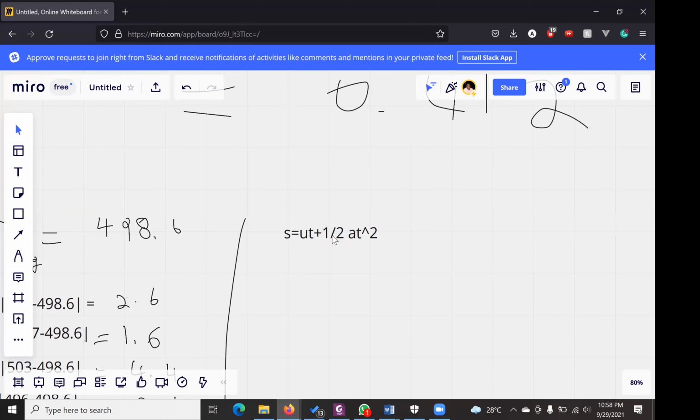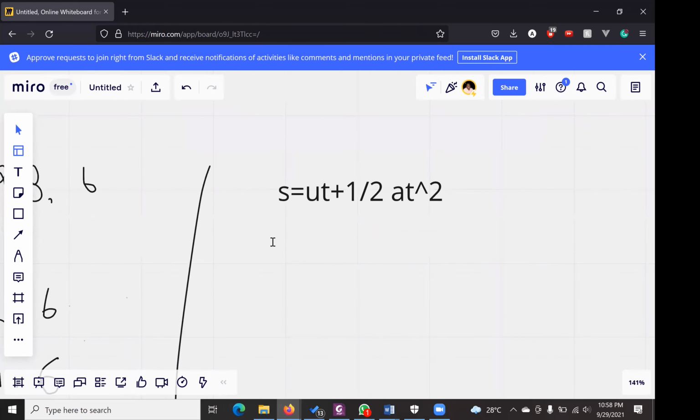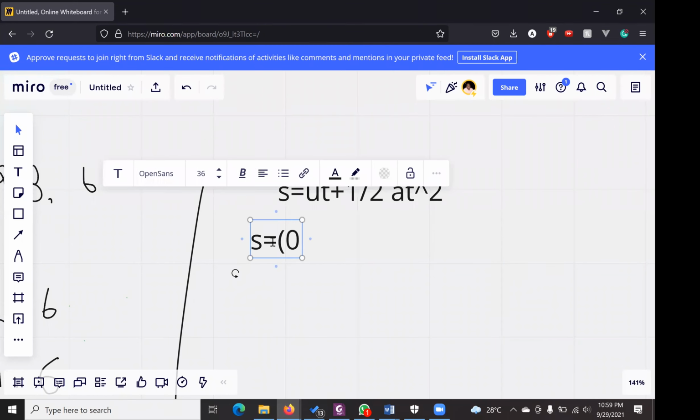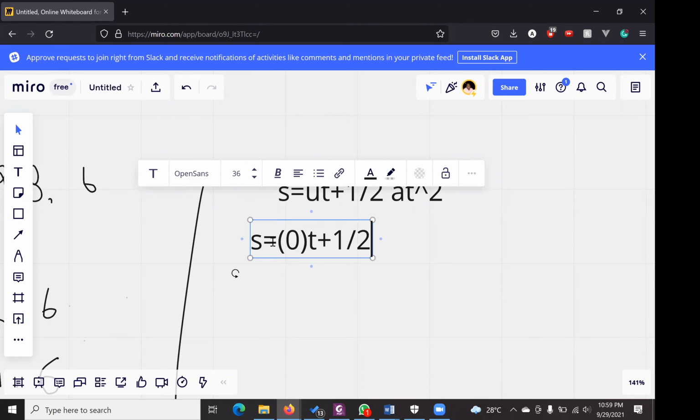All right. Number 7. It said that the ball accelerated due to gravity and started from rest and went a distance of d. Therefore, u is the initial velocity. So we know s equals, we know that the initial velocity is 0, plus half g, gravity is the acceleration we're using, t squared.